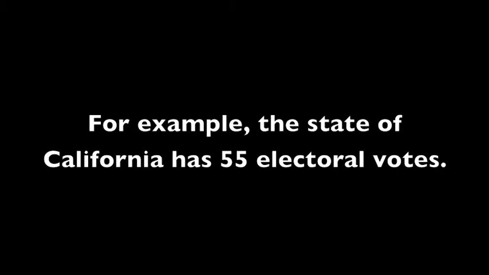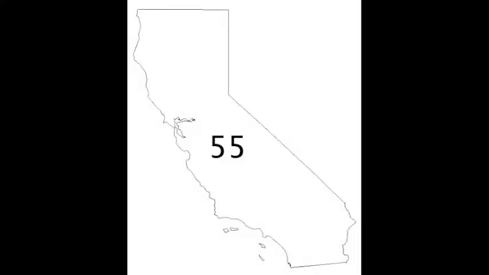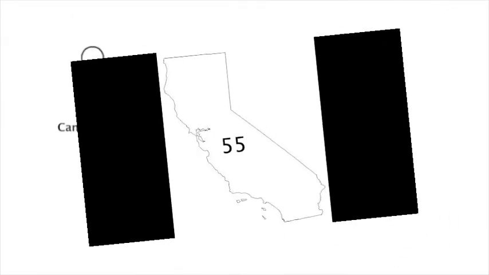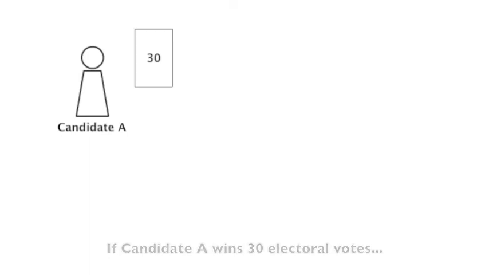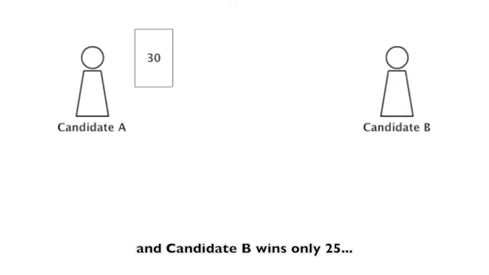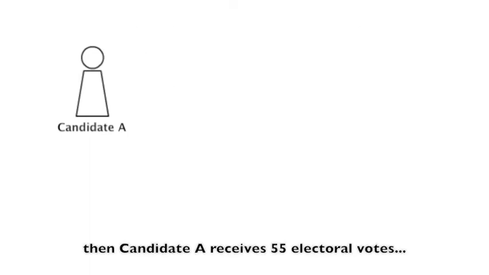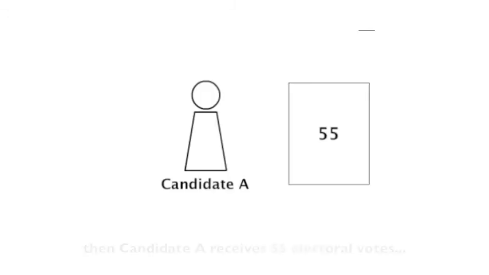For example, the state of California has 55 electoral votes. If candidate A wins 30 electoral votes, and candidate B wins only 25, then candidate A receives 55 electoral votes for winning the state.